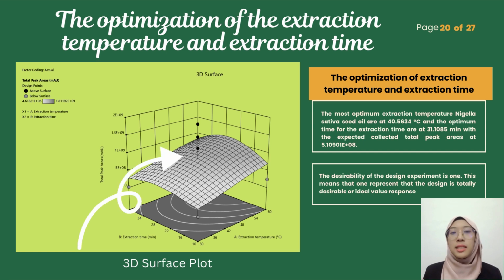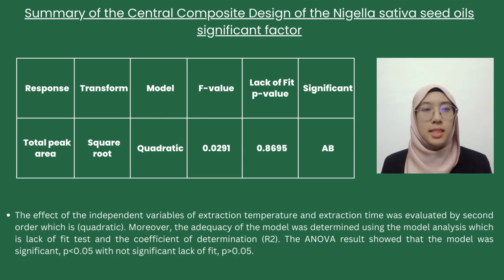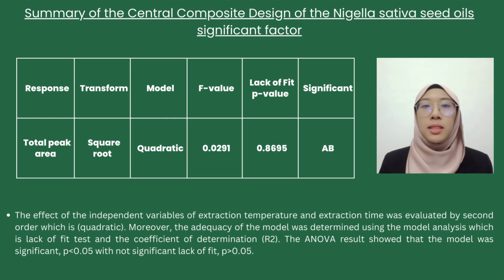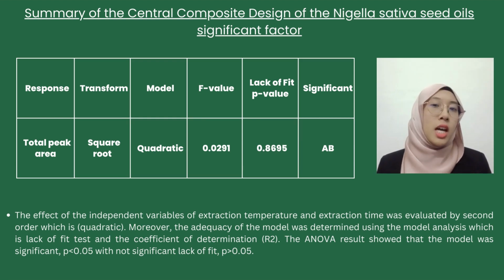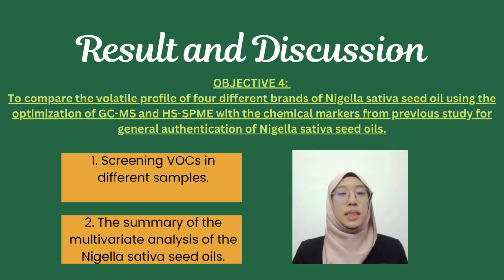The desirability of the design experiment is 1. This means that 1 represents that the design is totally desirable, the ideal value response. Summary of the central composite design of the Nigella sativa oil significant factors. The effect of the independent variables, extraction temperature and extraction time, was evaluated by the second order, which is quadratic. Moreover, the adequacy of the model was determined using model analysis, which is the lack of fit test, and the coefficient of determination, R squared. The ANOVA results show that the model was significant, P lower than 0.05, and with insignificant lack of fit, P higher than 0.05. For the fourth objective, there are two things to be discussed.